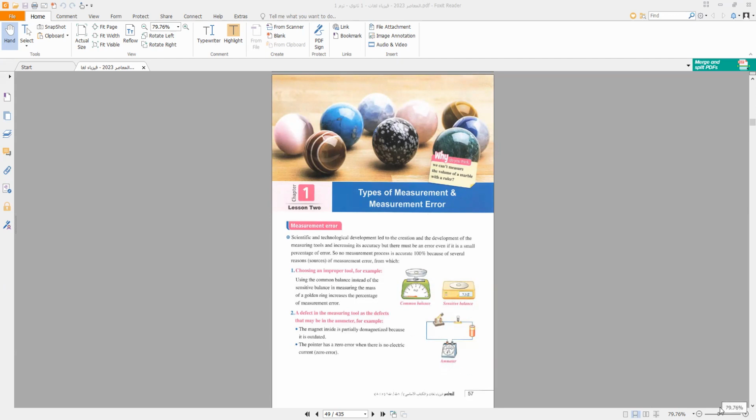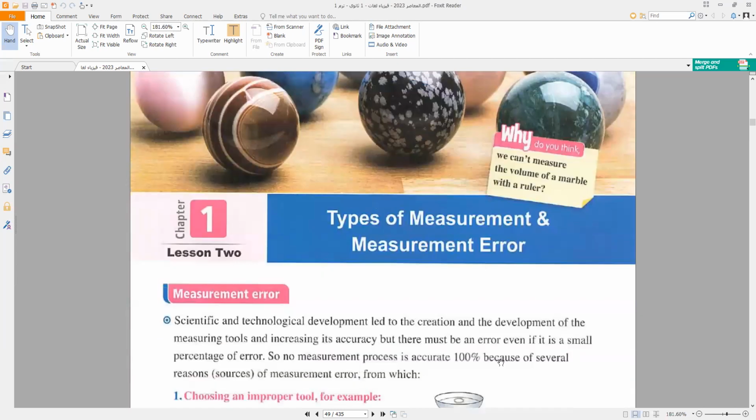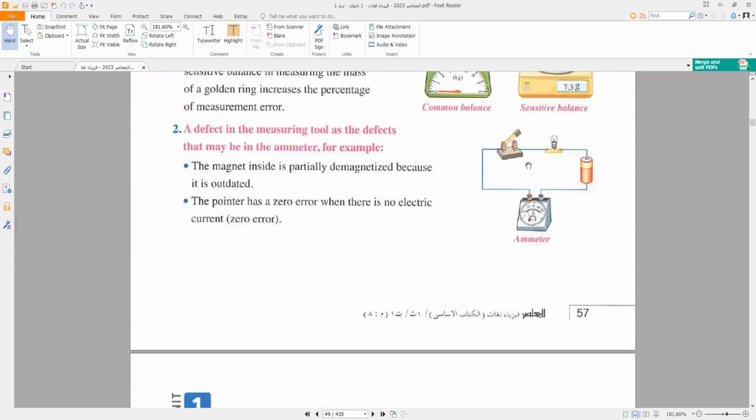Number two, a zero error defect in your device. For example, if you want to measure the electric current intensity passing through the circuit, you will use a device called an ammeter. What will happen if the circuit is open? No current passes through it. The reading of the ammeter will equal zero. But when we look at the pointer, it has a reading. Not zero, one.